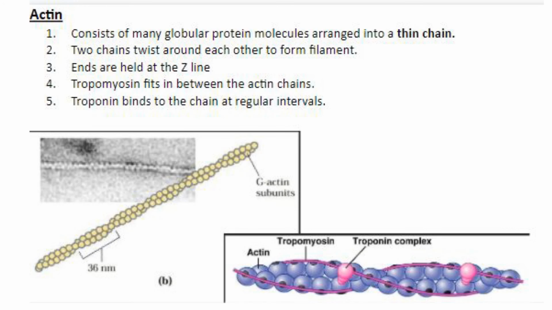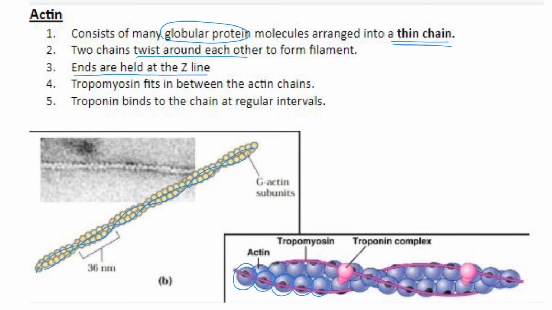Actin makes up the thin chain of the sarcomere. If we actually look at actin, it's a globular protein. So an actin filament is made up of many globular proteins which are arranged into this thin chain. And can you see how it's two of these thin chains of the actin globular protein wound around each other? I think it's actually pretty amazing that in this electron micrograph you can see the shape of this actin filament. So the two chains twist around each other, and the ends are held in place at the Z line.